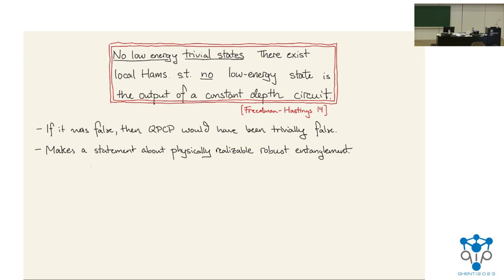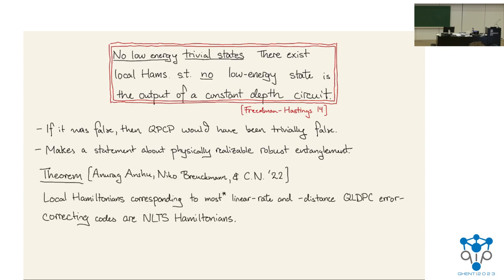So you might be totally uninterested in the quantum PCP idea, and that's perfectly fine, but I hope to convince you that this is a statement about some sort of physically constructible entanglement. So the main result of our work, joint between myself, Anurag Anshu, and Nico Breuckmann, was to show that local Hamiltonians that correspond to most, and I'll explain why I have asterisks later, linear rate and linear distance quantum LDPC error correcting codes, that these error correcting codes satisfy the NLTS condition.